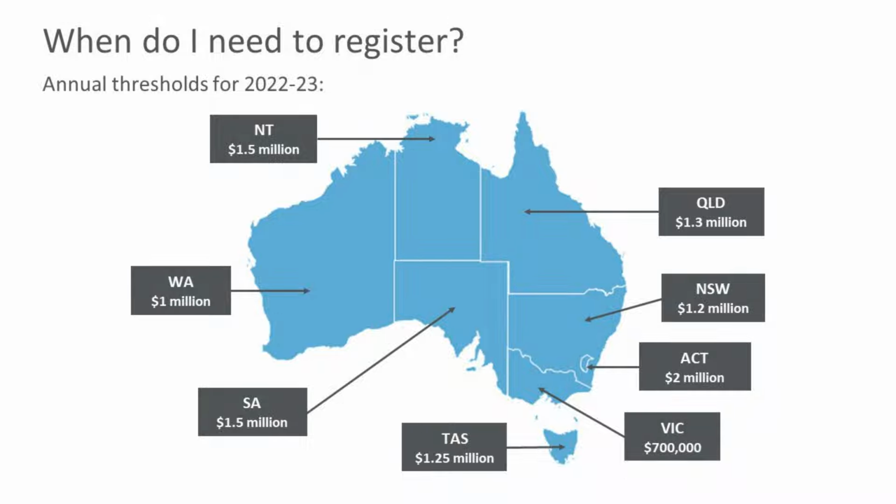Generally, an employer must register within 7 days after the end of the month in which the employer or group of employers' wages exceed the threshold. The employer must register even if they think that their wages will be below the annual threshold. Please check with the relevant state or territory Revenue Office for more details.